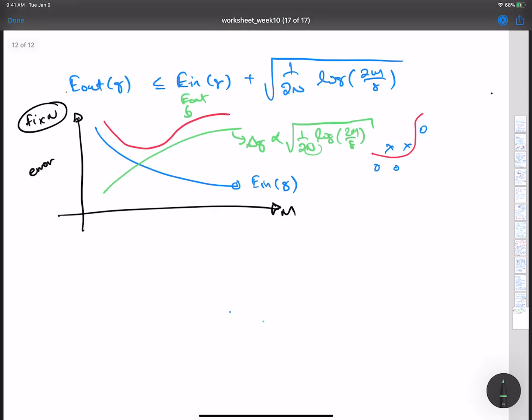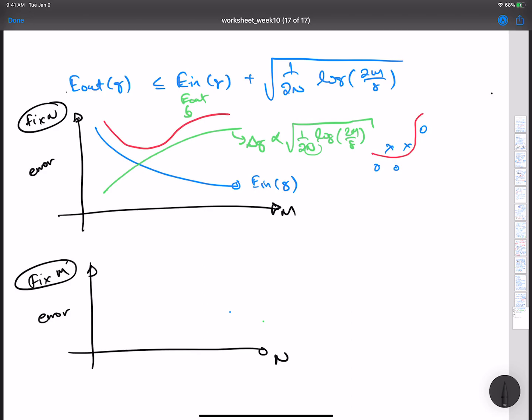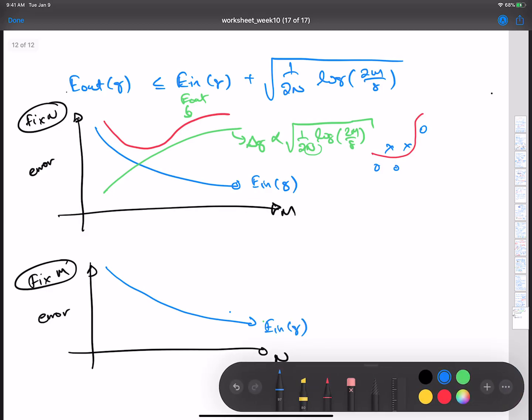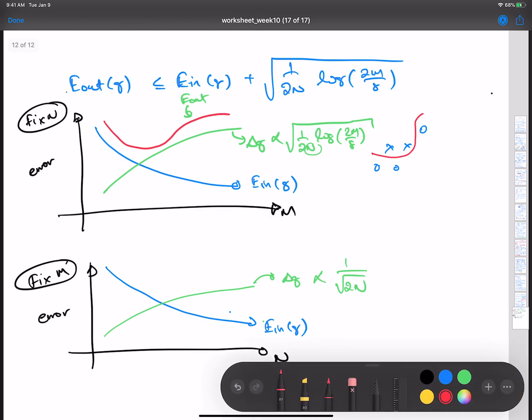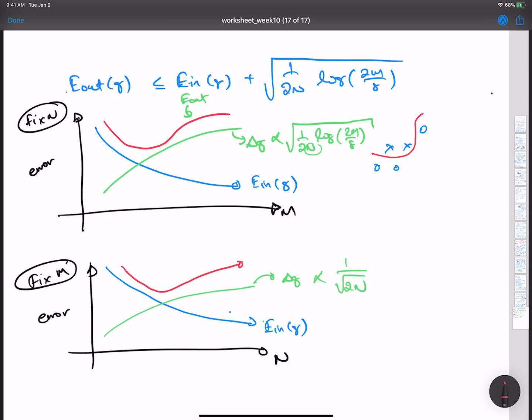And then if you plot the same curve fixing m, fixing the model complexity, you see how the error is affected as you change n. So how does the gap change with n? Once again, E in is going to go down as you have more training samples, and we have the gap between the two. This is going to be delta G, that's proportional to, let's just say, 1 over the square root of 2n, because the other term, log of 2m divided by delta, is a constant. When you sum it up, you get the out-of-sample error, which once again has this sort of trend.